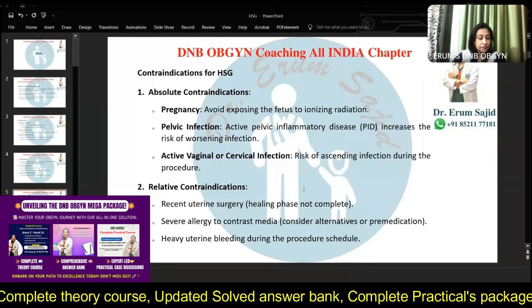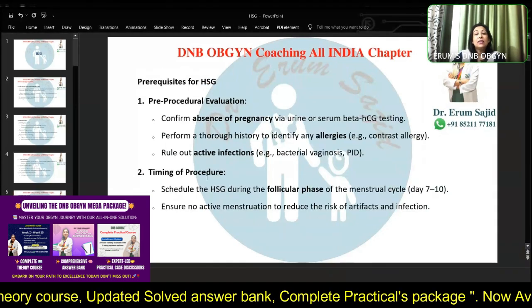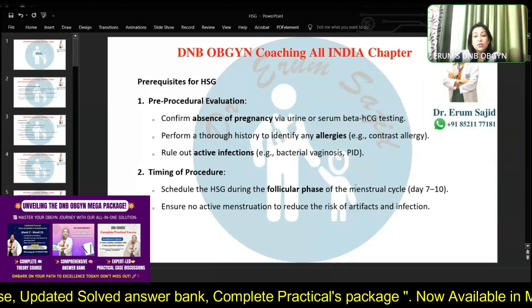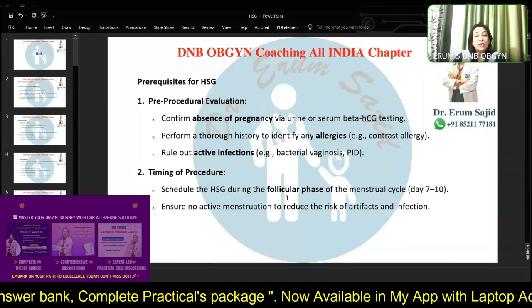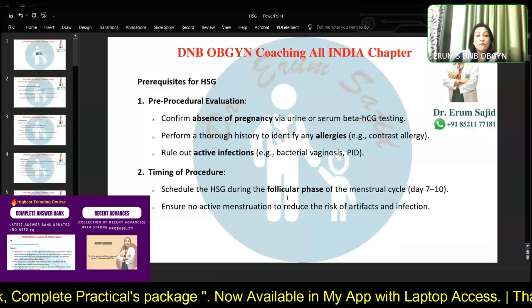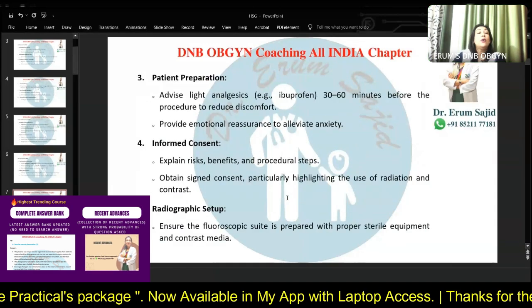That's true, after menstruation stops. So that means the timing of the procedure is in the follicular phase of the menstrual cycle, but after the menses have ended, so no active menstruation is there to reduce the risk of any artifacts or infection. Correct? Then how do you prepare the patient?